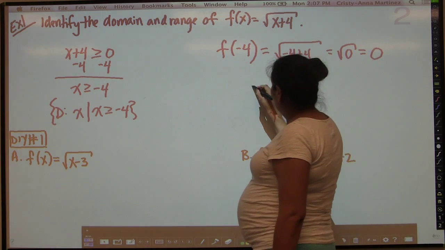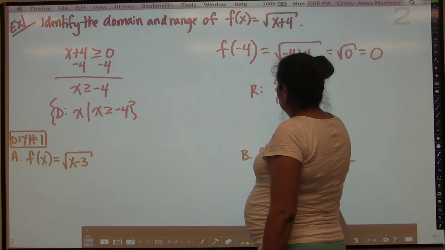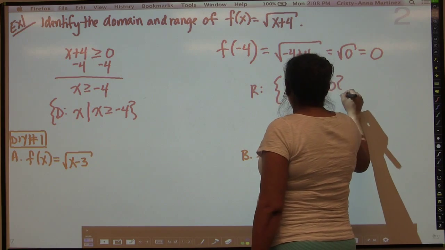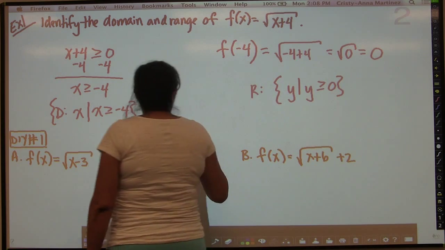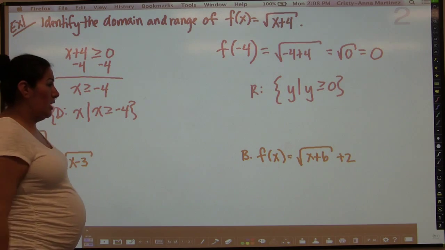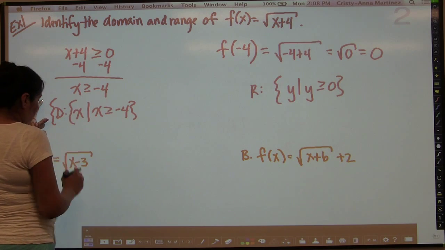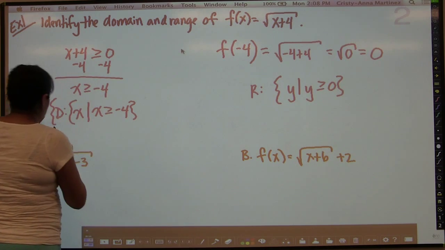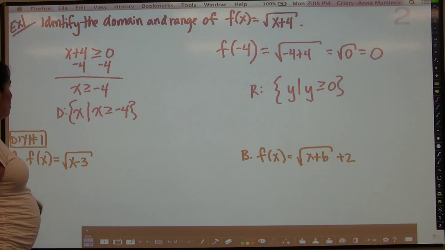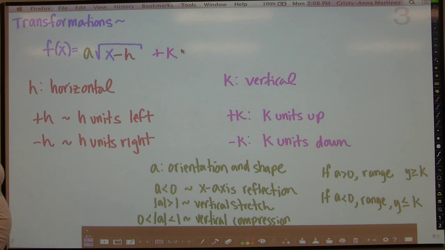So in this case, our range is going to be the y values such that y is greater than or equal to 0. In other words, despite the fact that we aren't starting at 0, 0, the range is still going to be greater than or equal to 0. And I probably should have put this little thing in there, not over here. Okay? So now you can try do it yourself number 1, and we will move on to transformations.